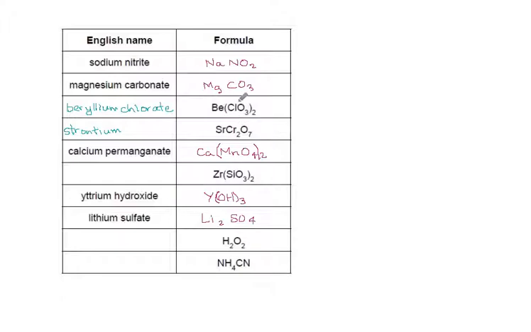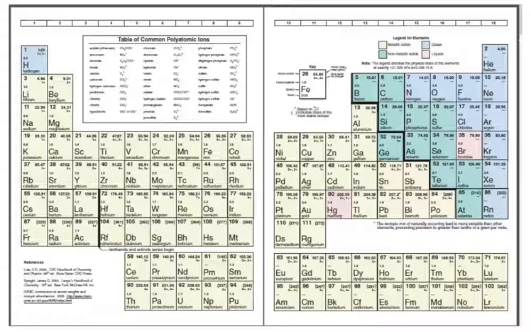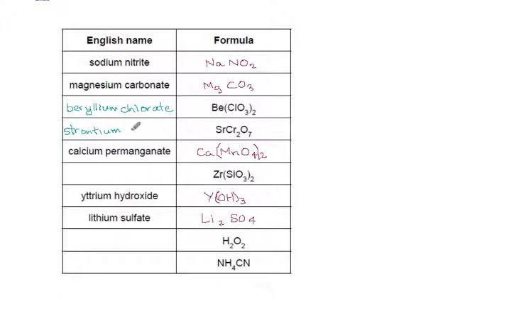And Cr2O7 is on your polyatomic ion list. It is second from the top. It is dichromate. So strontium dichromate will take care of this one.